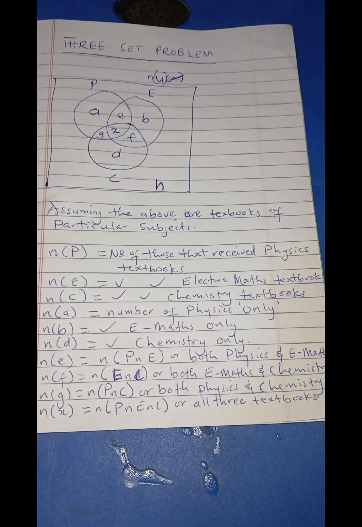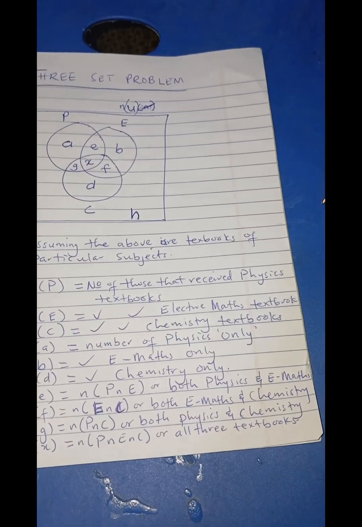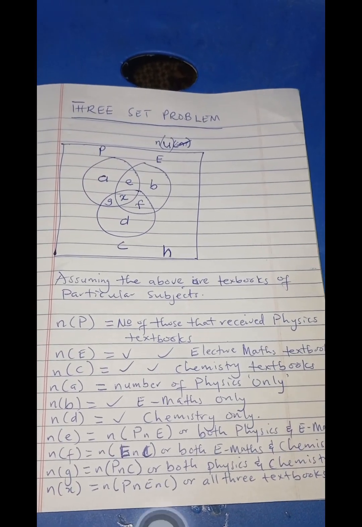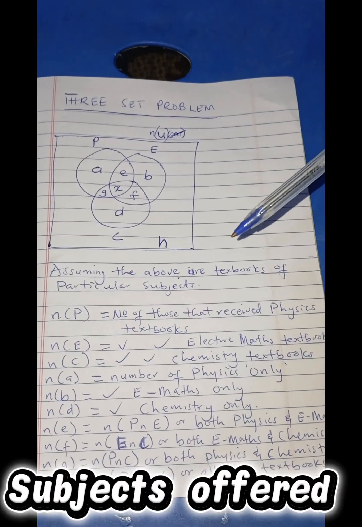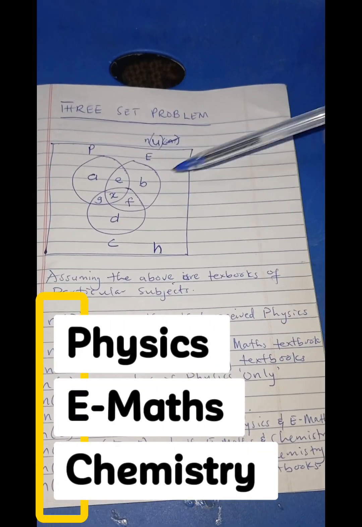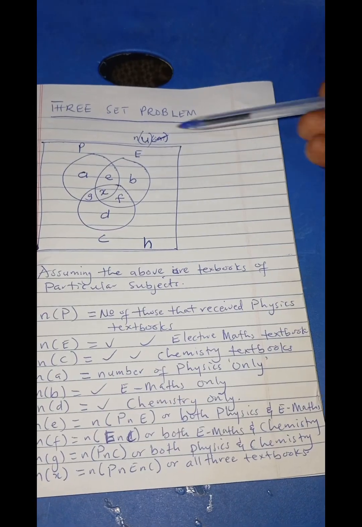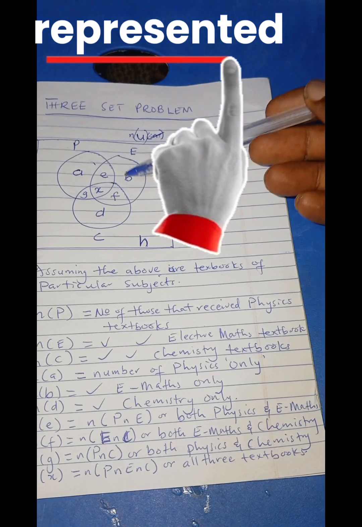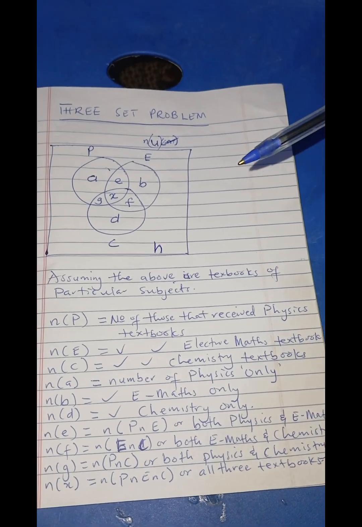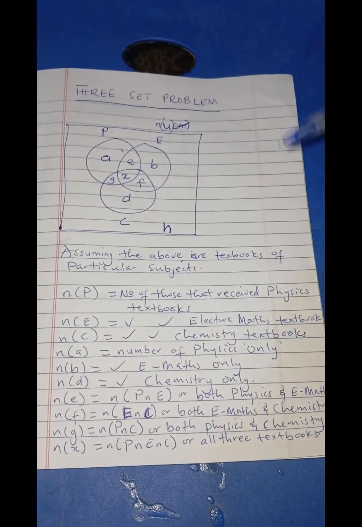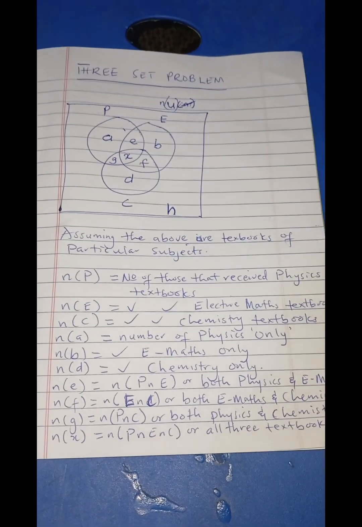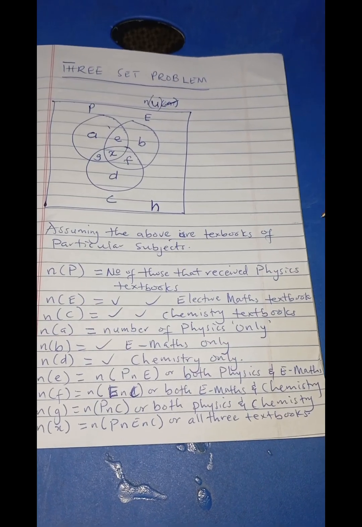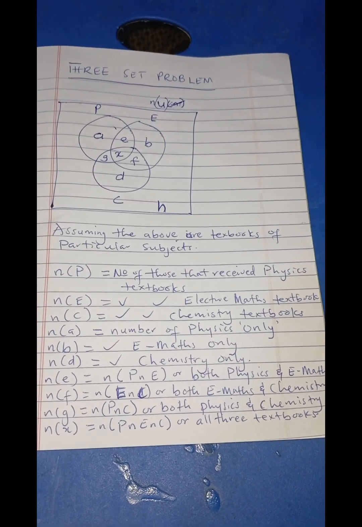In this particular representation, I'm implying that a particular school is sharing textbooks according to subjects. In this case, we have the subjects physics, elective math, and chemistry. So we have our physics set, our elective math set, then our chemistry set. I've represented the particular areas with the alphabet just for us to get the first idea of what a three-set problem is. So to begin with, let's assume the above are textbooks of particular subjects, and those subjects are physics, elective math, and chemistry. So these are textbooks they are sharing for a number of students.